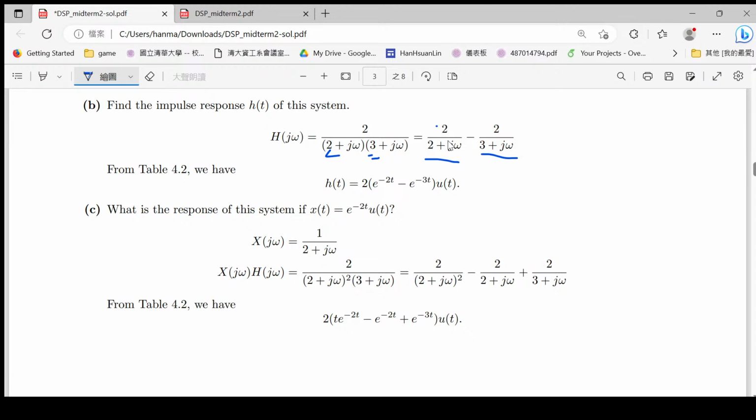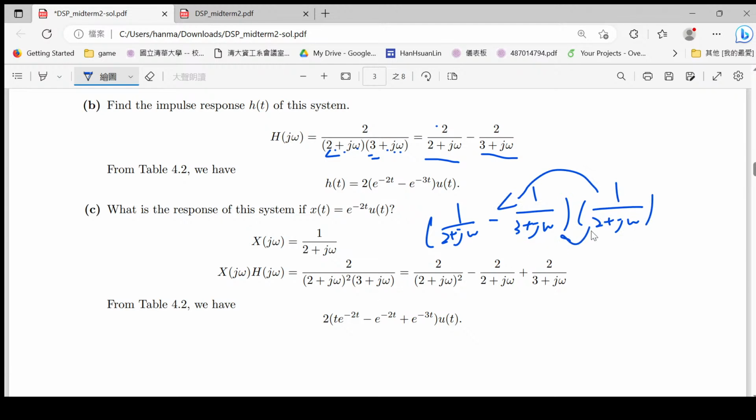And I also see that there are easier ways to do this calculation. If you break the 2 plus j omega and the 3 plus j omega part first, you start with 1 over 2 plus j omega times 1 over 3 plus j omega, and then you multiply by 1 over 2 plus j omega, so you see the square term is already this 2 plus j omega squared. Then you break the 2 plus j omega and the 3 plus j omega again, and you get this 1 minus 1. Anyway, you got these 3 terms.